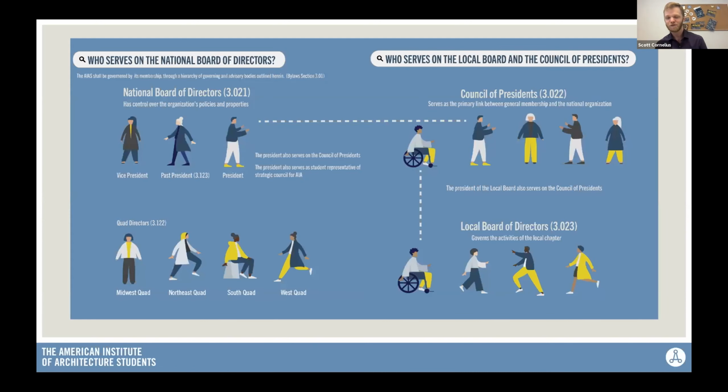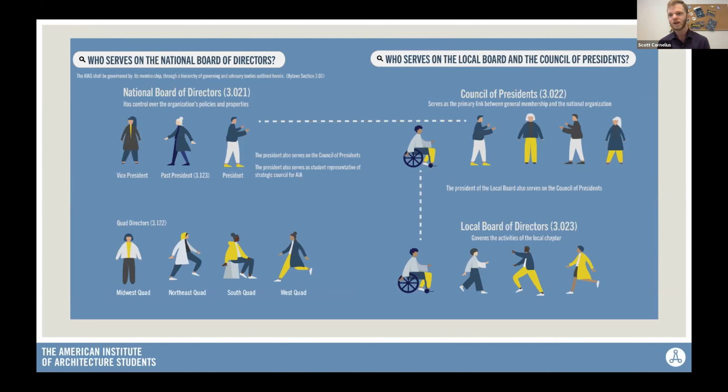So this is a cute little graphic made by GovCom this year, the governance committee, just explaining a little bit about who is the board of directors, how do they relate to the Council of Presidents and local boards of directors. So the national board is made up of the vice president, that's Shannon DeFranza for this year, the past president, our lovely Ann Conti, and myself, the president, and then our quad directors for the Midwest, Northeast, South, and West quads. We also have our international ambassadors who are non-voting members of the board, but represent very important parts of our organization. Then we have the Council of Presidents, which is all of you.